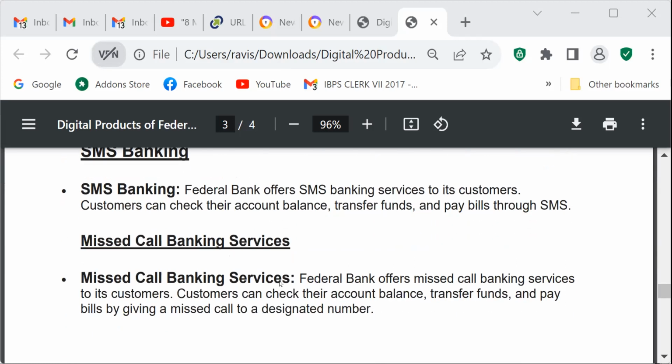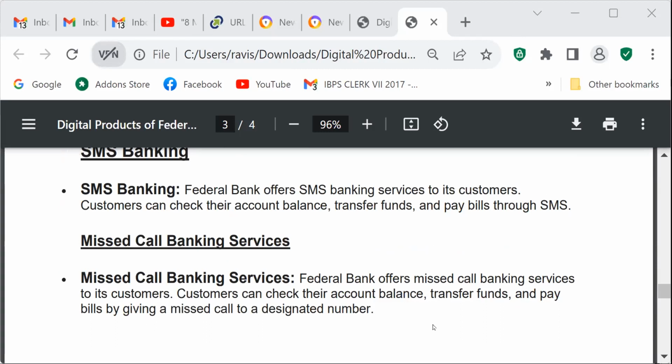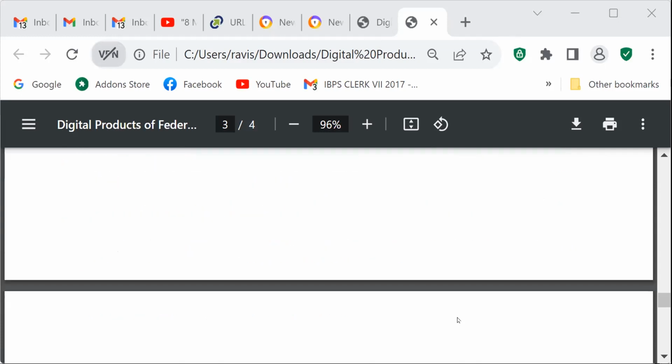You have completed gold loan. Now go to SMS banking. Federal Bank offers SMS banking services to its customers. Customers can check their account balance, transfer funds, and pay bills through SMS. Missed call banking services. Federal Bank offers missed call banking services to its customers. Customers can check their account balance, transfer funds, and pay bills by giving a missed call to a designated number. What is this? Missed call service. Customers can check their account balance, transfer, pay bills by giving a missed call.